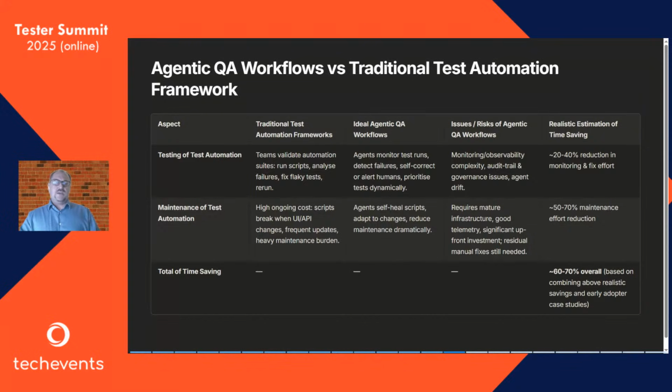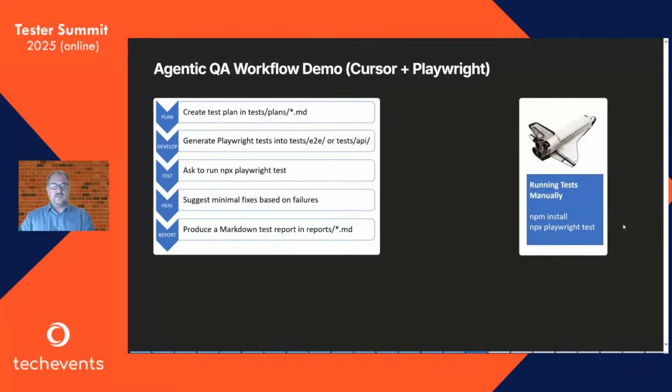Maintenance of test automation, this is another phase of testing where we can save quite a lot of time. About 50 to 70% maintenance effort can be saved. On average, being skeptical about how much time we can save, right now I am saving about 60 to 70% of my time going through the different phases of developing test automation.